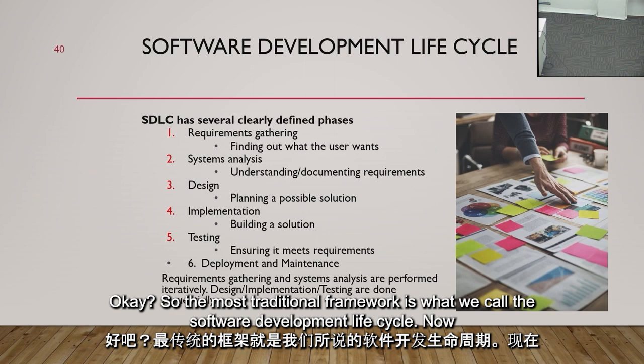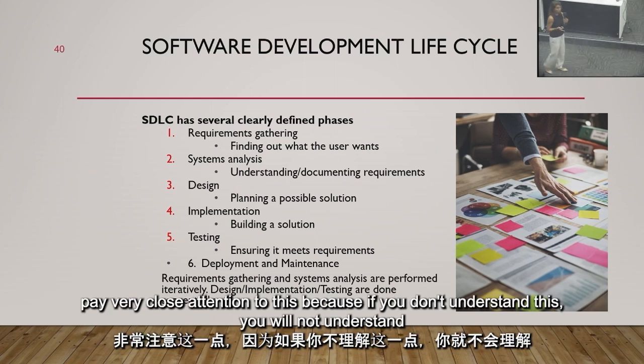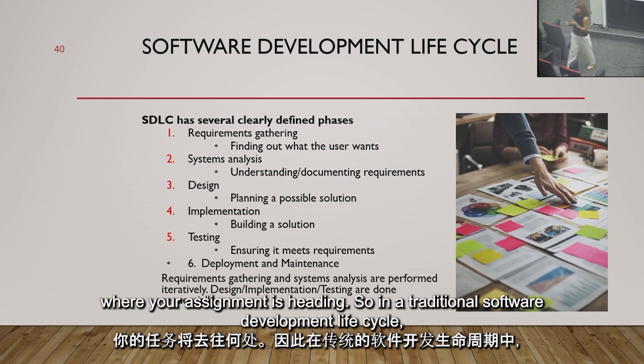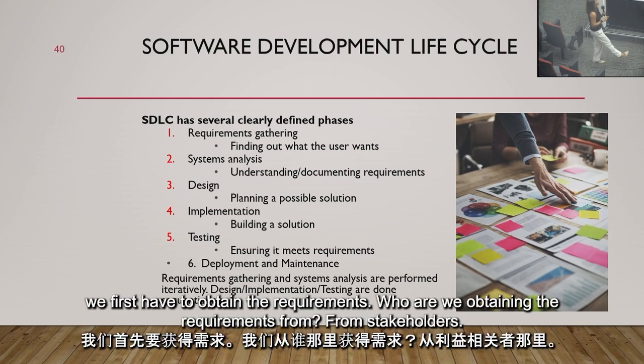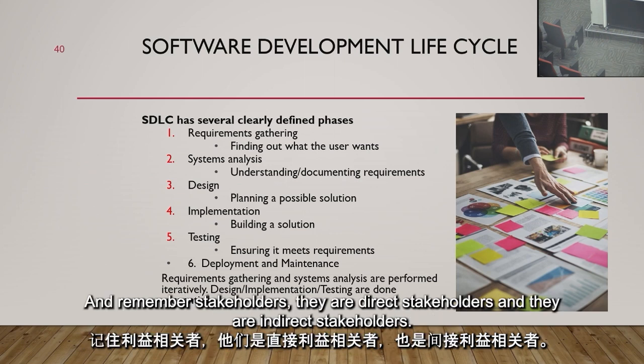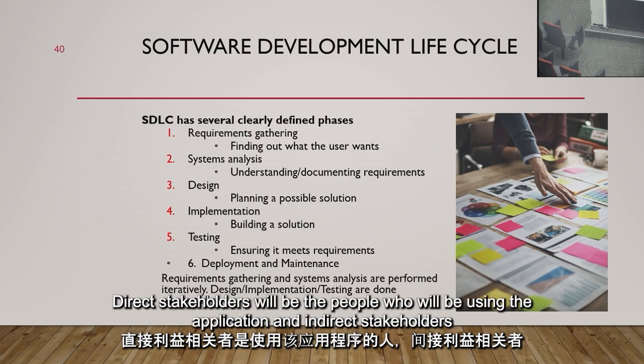So the most traditional framework is what we call the software development life cycle. Now pay very close attention to this, because if you don't understand this, you will not understand where your assignment is heading. So in a traditional software development life cycle, we first have to obtain the requirements. Who are we obtaining the requirements from? From stakeholders. And remember, stakeholders, there are direct stakeholders and there are indirect stakeholders.